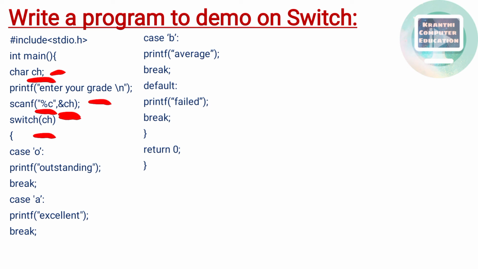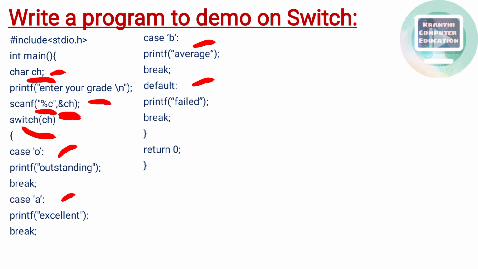That's why this variable ch is passed to the switch statement. So the ch value now becomes the switch value. This switch value is compared with each and every case value. If any case value matches, then that particular block of statements will be executed. If no match is found, then the default block statements will be executed. So this is the program to print the grade of a student by using the switch statement.